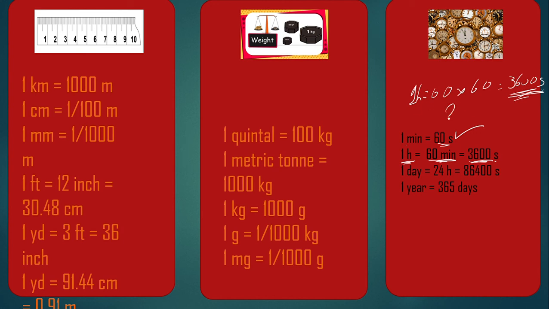Now there are 24 hours in a day. So 24 multiplied by 3600 will give you 86400. In a day there are 24 hours, and when you multiply by 3600 seconds, it comes to 86400. So in a day there are 86400 seconds. Similarly, in a year there are 365 days. So this is common knowledge.